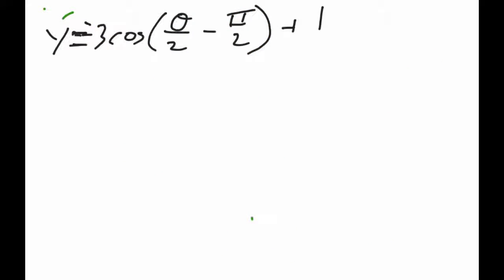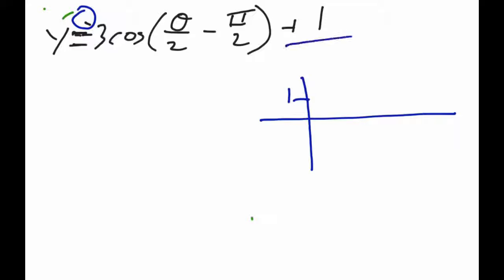Alright, just to make sure that we all see this, there's a negative sign in front of the 3. And so when I do this problem, we're going to take care of the y parts first. Since we got the plus 1 at the end, I'm going to start at 1. Since my amplitude is 3, the high value is going to be 4. The low value is going to be negative 2, because 1 plus 3 equals 4, and 1 minus 3 equals negative 2.